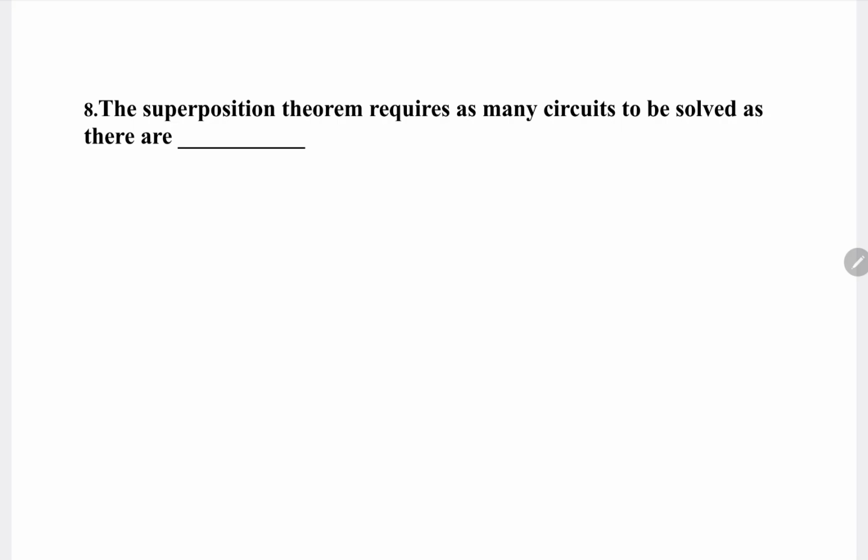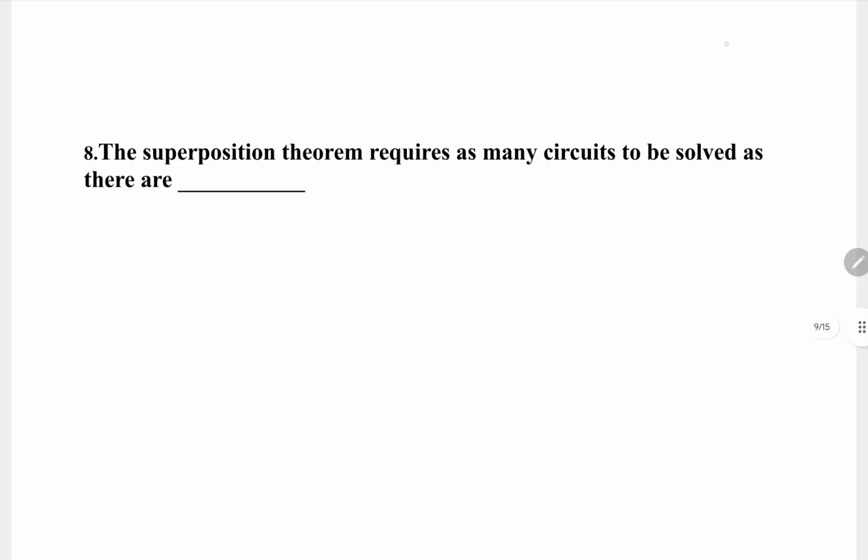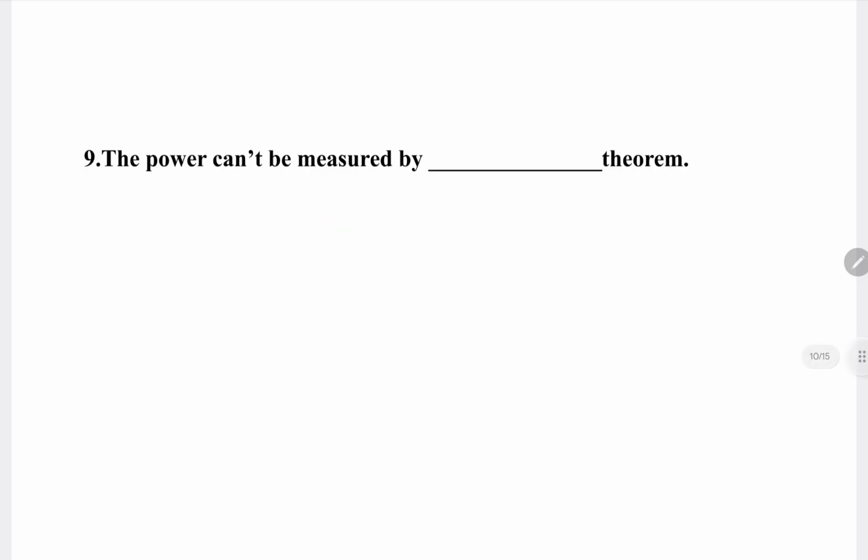The superposition theorem requires as many circuits to be resolved as there are how many sources? Those many equations will come. Let us say if three sources are there in the circuit, we will take three cases, and three different circuits will come. So as many sources as there are, those many circuits will come.